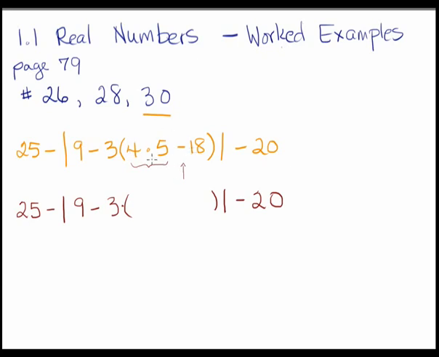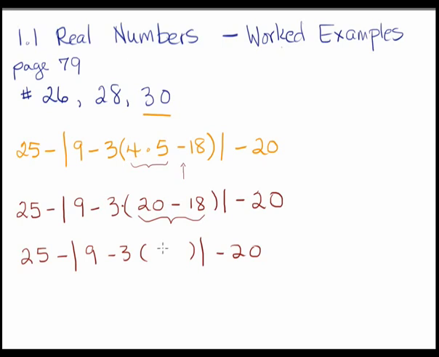Within these parentheses, multiplication of 4 times 5 gives me 20, and I have to do that before I can subtract the 18. Now that I've done the multiplication, I can do the subtraction. I'm going to rewrite everything else and just do the subtraction. 20 minus 18 is 2.